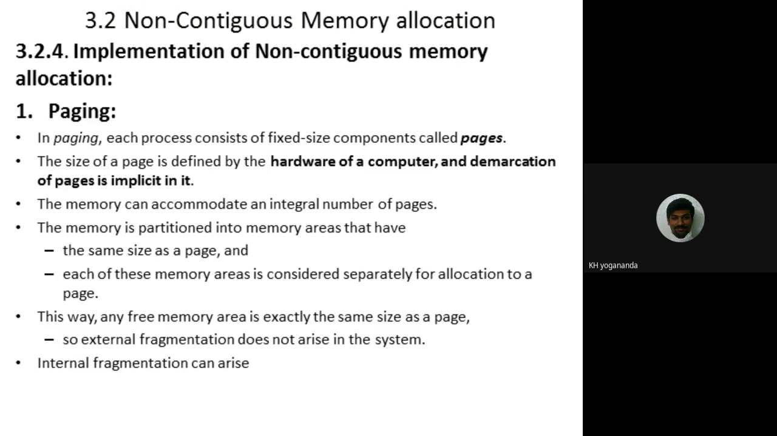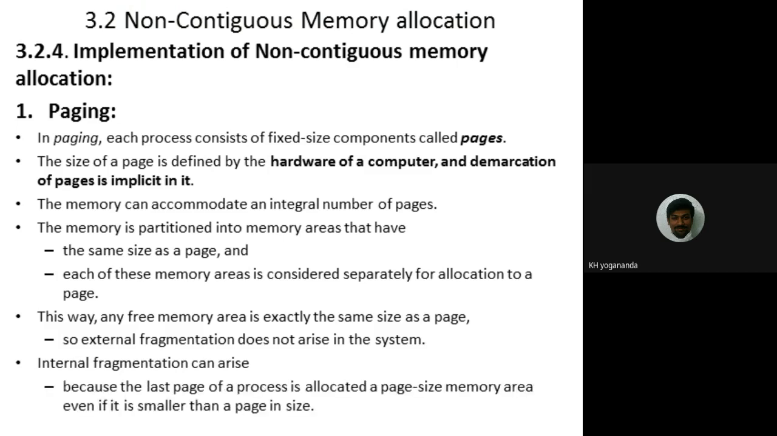But there will be some internal fragmentation, because the last page of a process is allocated a page whose size is smaller than the actual required exact page size. We are saying that fixed size pages will be there, but for the last page there will be some page size mismatch with the fixed size page, so an internal fragmentation can occur.